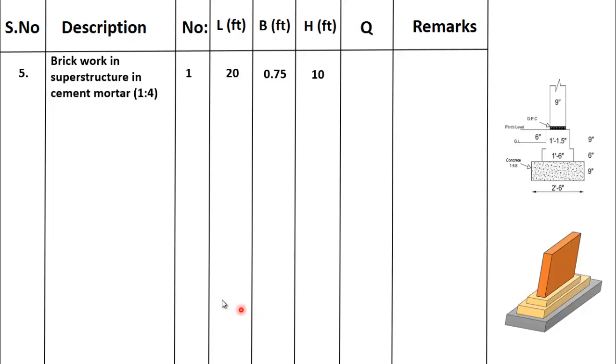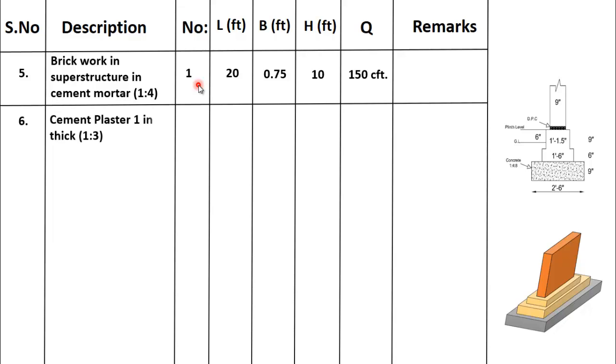To get total quantity of brickwork in superstructure, just multiply these values. We will get 150 cubic feet. Now we will calculate the sixth item of work, that is cement plaster, 1 inch thick, and mortar for cement plaster is 1:3.